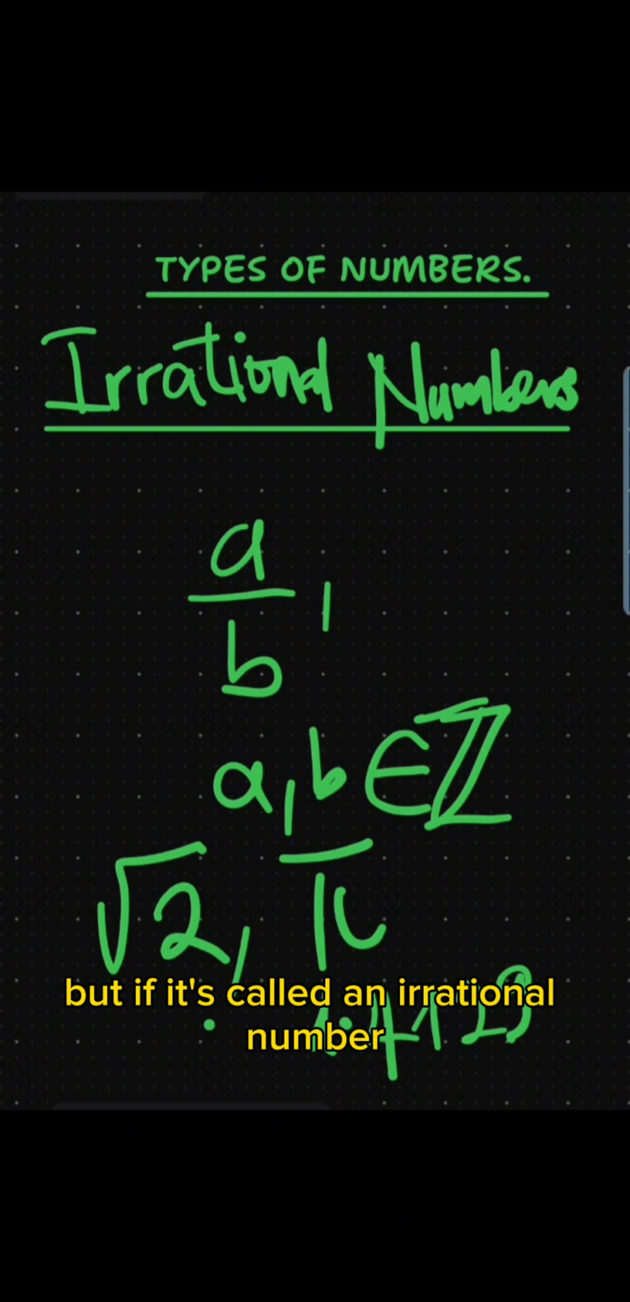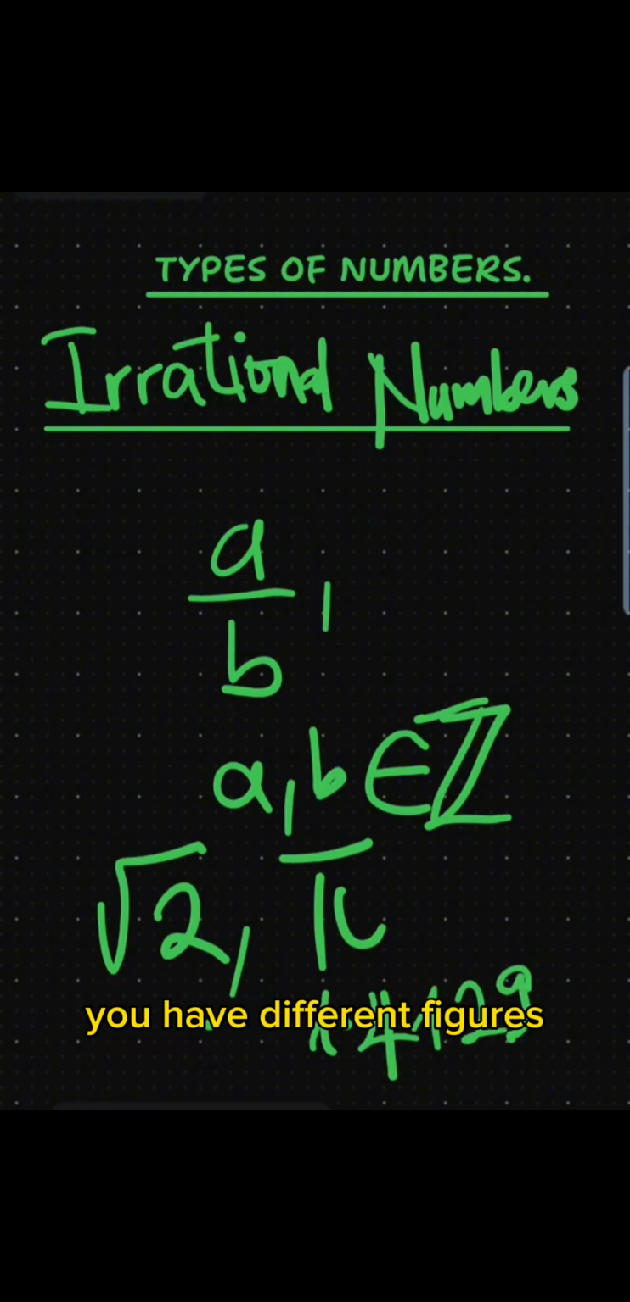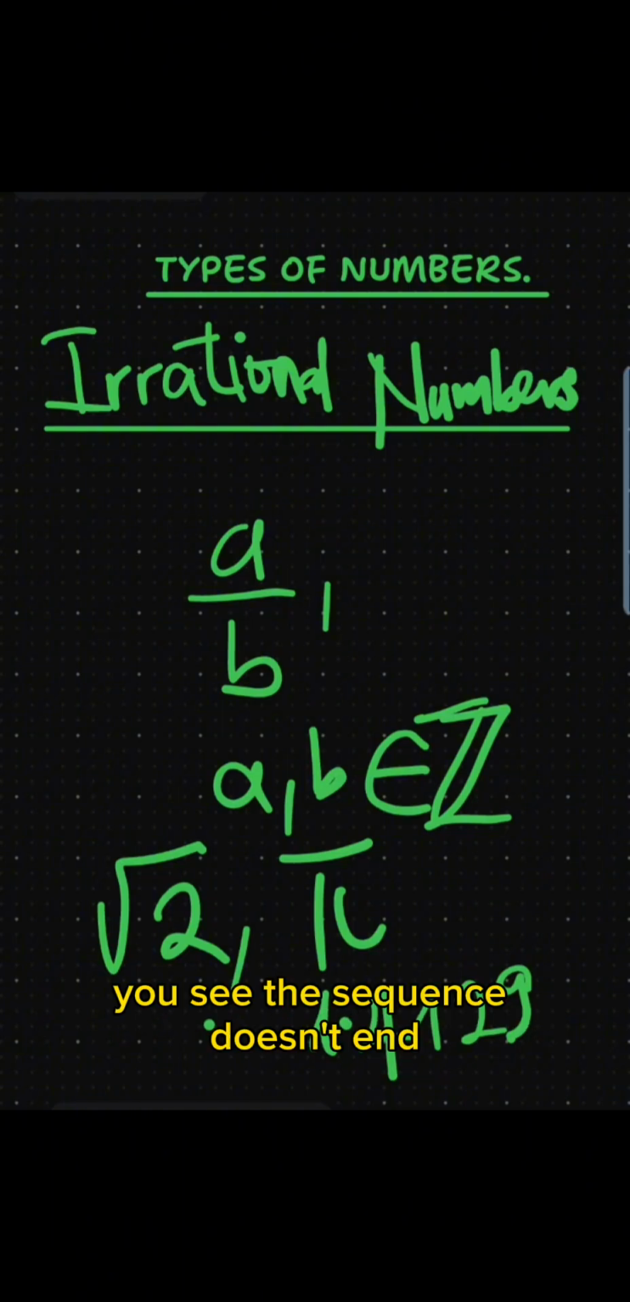But if it's called an irrational number, the pattern cannot repeat itself like we have 0.333. You have different figures and it will be long. You see, the sequence doesn't end. Different numbers just keep going, that's just how it goes. Do you get that? So these are the type of numbers we call irrational numbers.